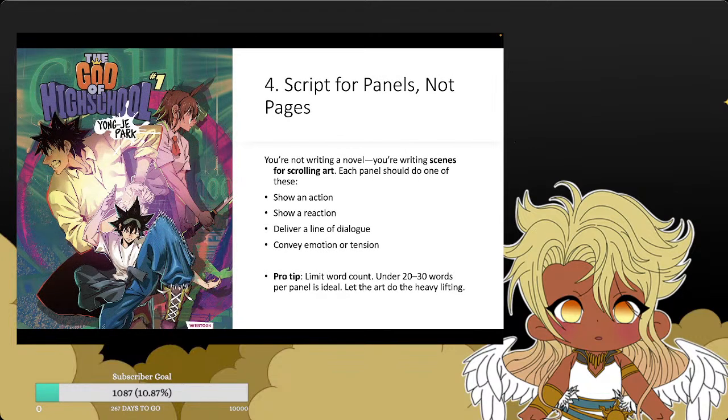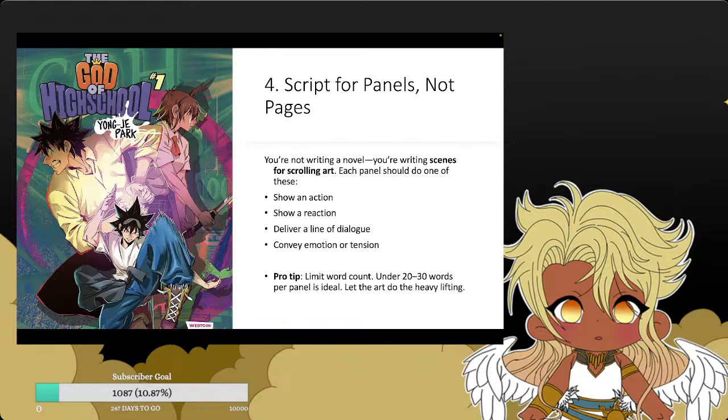So script for panels, not pages. I think there is a huge issue when you're converting from a novel to a webtoon, or taking the advice from a novel to a webtoon or to a script. You add so much additional work onto yourself that you end up not being able to use, because you're focusing more on writing a story than on visually telling a story. So just keep in mind, you're not writing a novel. You're writing scenes for scrolling art. The power of the scroll and the panel.